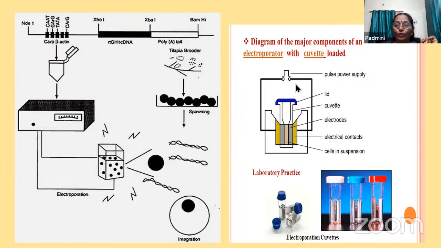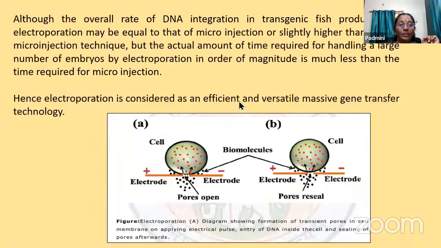And then you're going to supply the current, and once you supply the current to them, the electrodes are going to pass the electric shock into these eggs. And once the egg plasma membrane is open, the cell suspension, which has the DNA of your interest, is going to enter into the oocyte directly. So this is how the electroporation technique works. So this is the cuvette wherein you're going to add your cell suspension, and you're going to place it into this electrode and give that electric shock. So that is the electroporation technique.